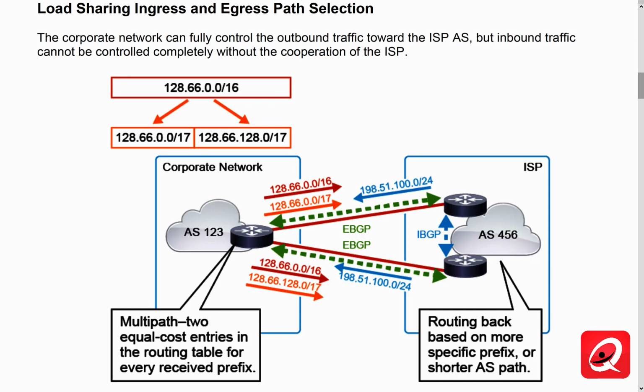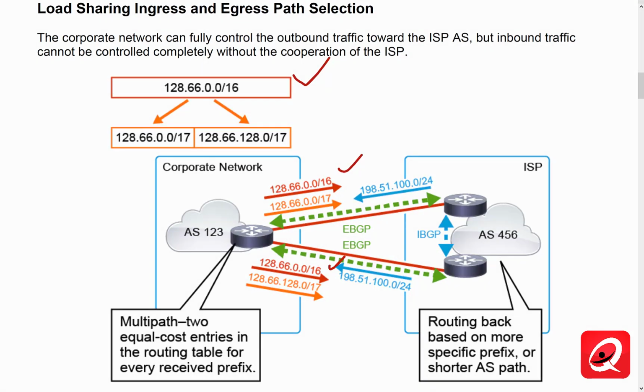Let's say, for example, I'm advertising the 128.66.0.0/16 prefix. And you'll notice here what they did in this case is they said, okay, we can do one of two things. We can either advertise the aggregate, which is this red one here, or we can split the network logically, even though we're not technically splitting it in our own domain.